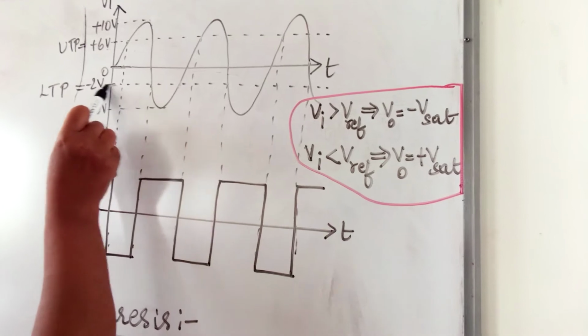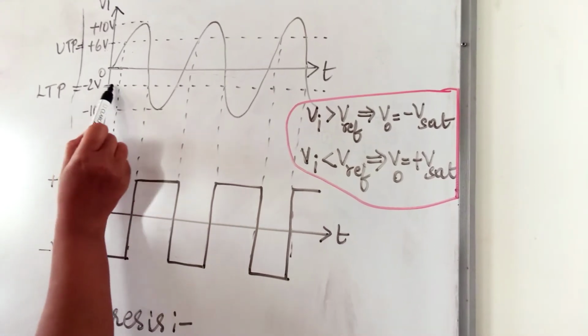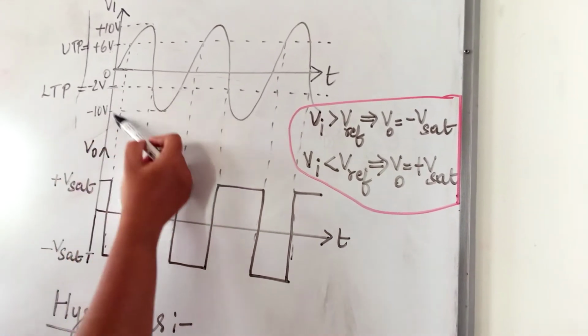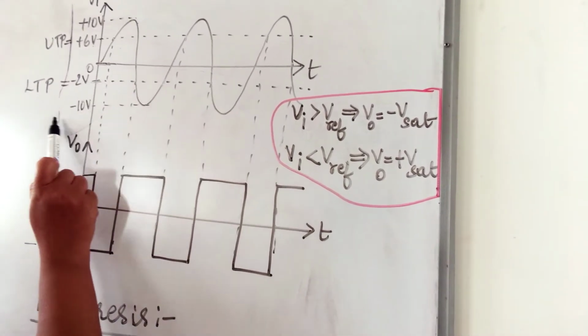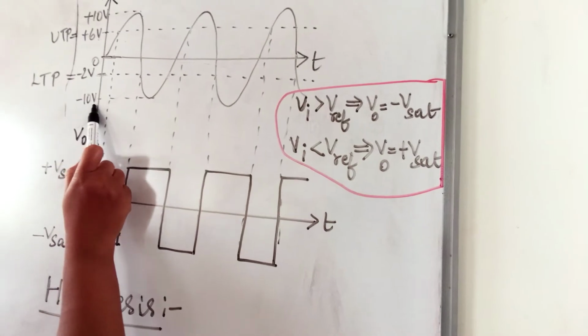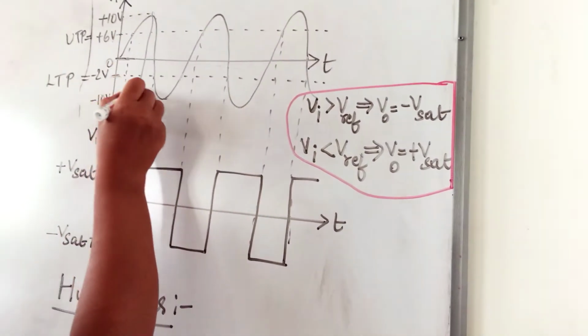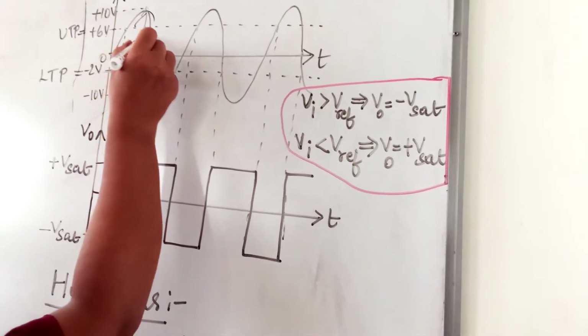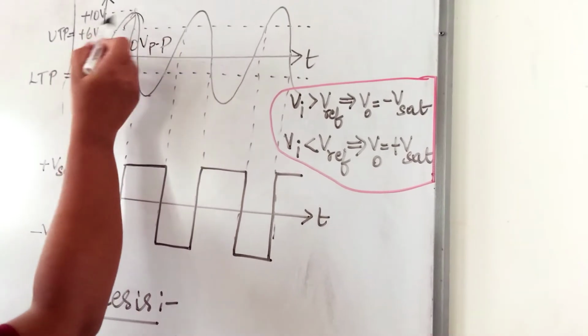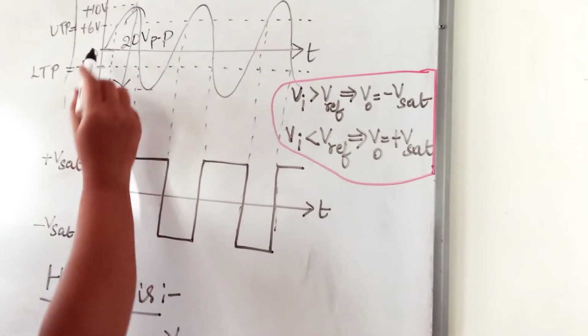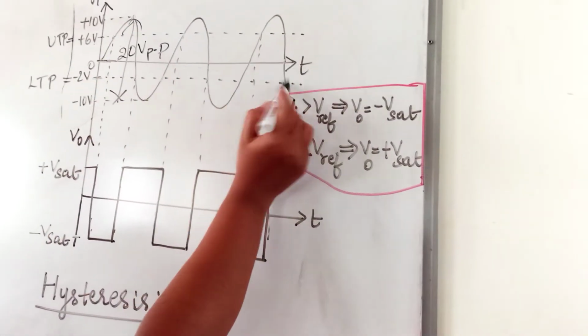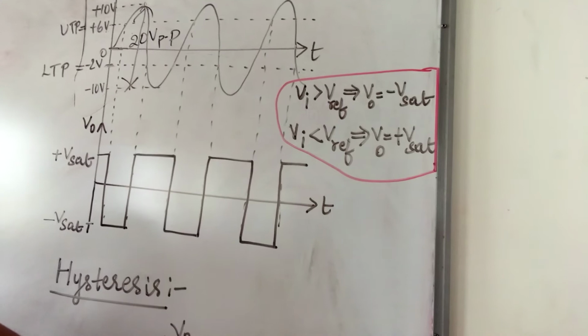Minus 2 means it is below 0. So suppose LTP is here, minus 2. Then on the negative side also, the input should be greater than minus 2. Here also I assume minus 10. That means I have applied 20 volts peak to peak voltage. So positive peak plus 10, negative peak minus 10. So a 20 volts peak to peak input voltage is applied, and the frequency is 1 kilohertz.